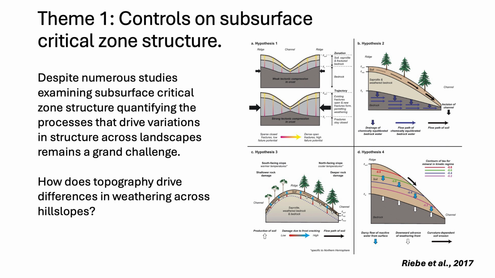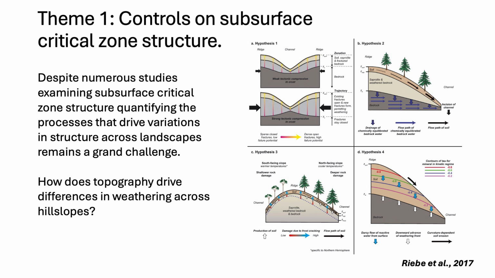So for the first one, what I want to point out is that there's been a lot of progress on understanding the processes that drive the variations in structure across landscapes, but ultimately we still need more measurements, and coming up with a unifying theory for how subsurface weathering varies across landscapes still remains a grand challenge. And this image nicely illustrates the complexity of this problem. This is an image showing four hypotheses for different processes that drive variations in subsurface weathering beneath hill slopes, specifically due to differences in topography.